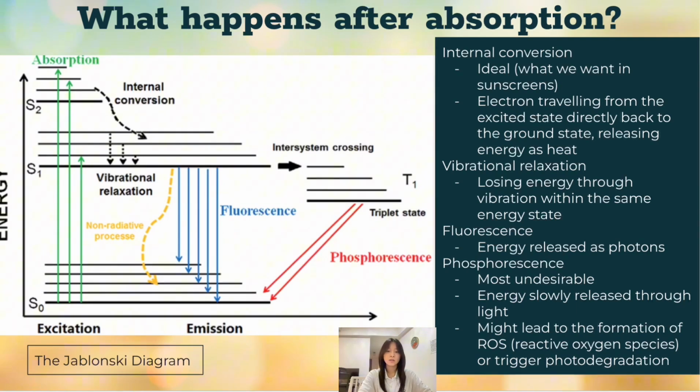The third way is fluorescence, where energy is released as photons, and this is why some sunscreen will glow in darkness after being exposed to UV radiation. And the fourth way is phosphorescence, and this is undesirable for our skin cells because as the energy is slowly released through light, it might lead to the formation of reactive oxygen species or trigger photodegradation.